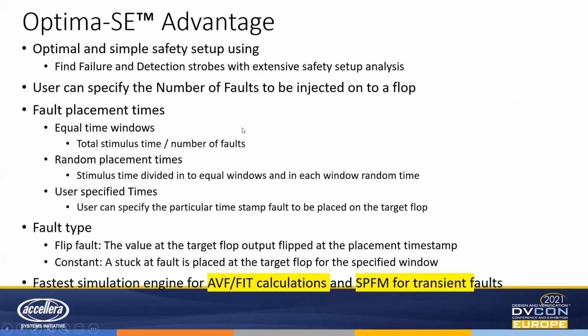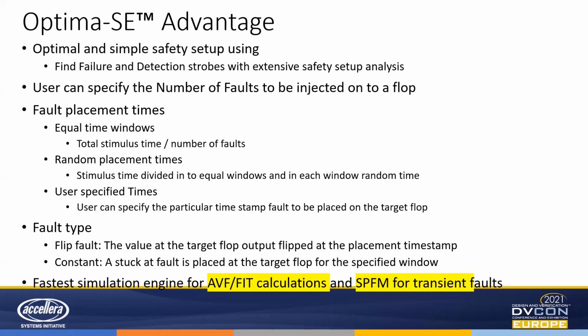So what are the advantages of Optima-HE? An optimal and simple safety setup, because we've already done the static analysis and we're just going to do the SE analysis for the software analysis. The user can specify the number of faults to be injected, because each safety architect will have their own recommendations. What we recommend is injecting 50 to 100 faults on each flop and simulating. These faults are injected over the simulation window to see whether they propagate.